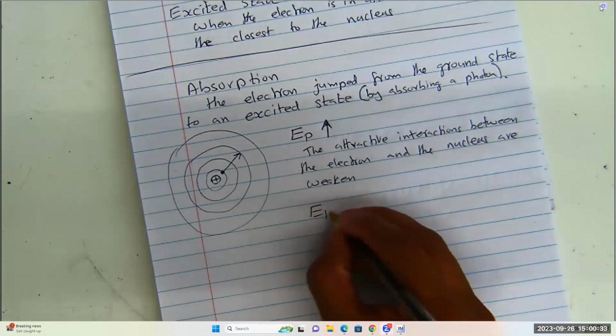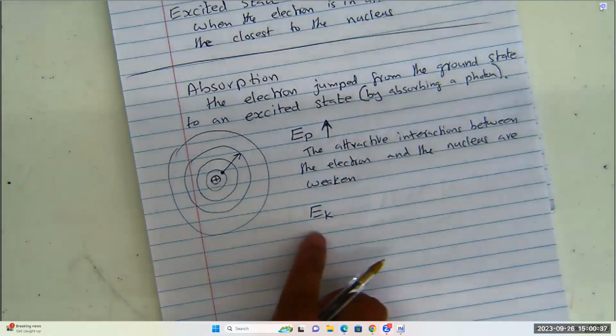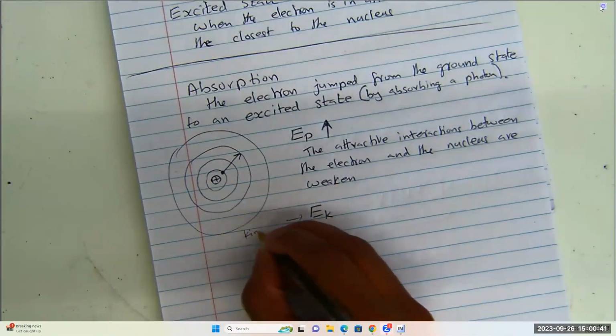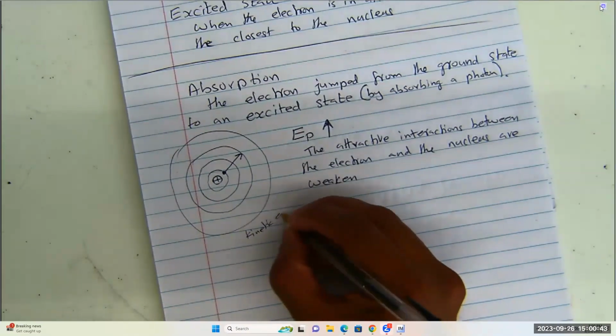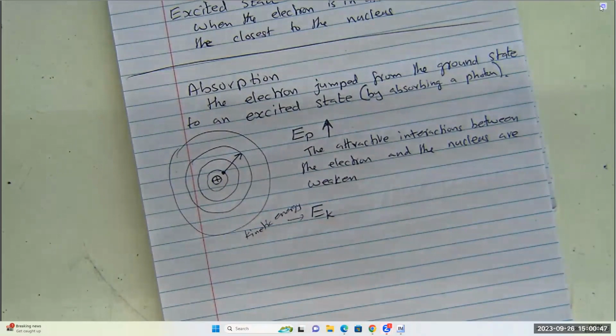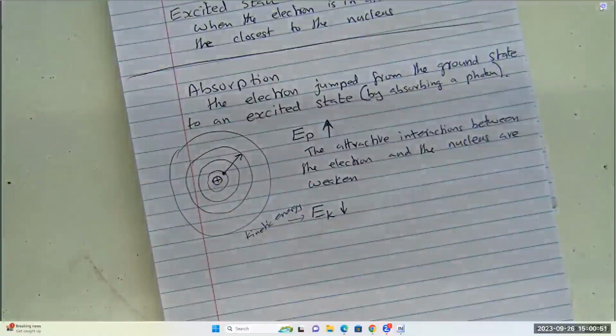E sub K is for kinetic energy. By the way, if you are not used to this, E sub K is kinetic energy. It's decreasing. Okay, so this is the observation.